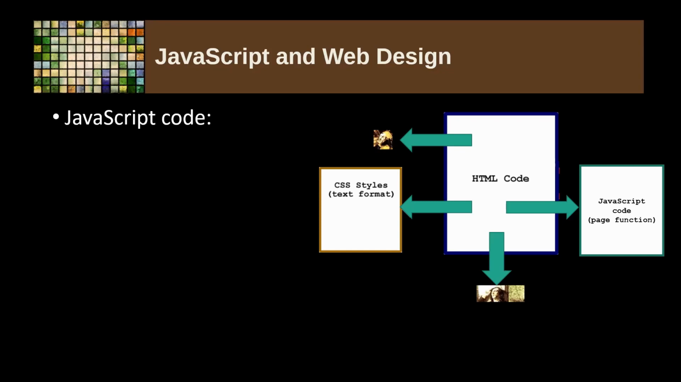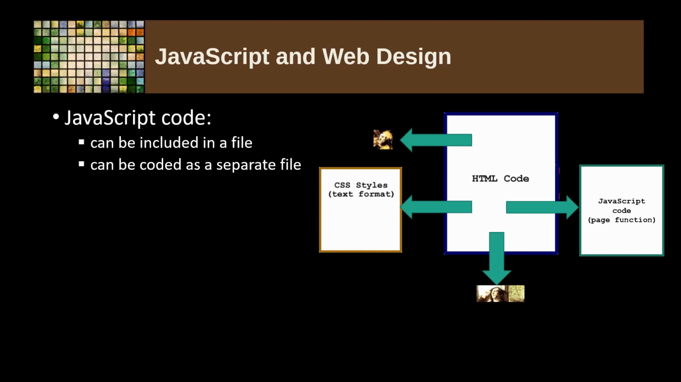So what can JavaScript code do? Well, several things. First of all, in terms of its form, it can be included within your HTML coded file. Just like when you would put CSS code up in the head of the file in style tags, you can use script tags in HTML to incorporate it within a page. You can also code it as a separate file, just as you can with your CSS. And why would you do that? What are some of the features that JavaScript brings?